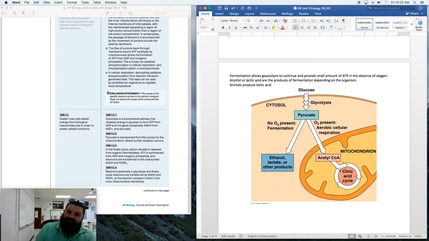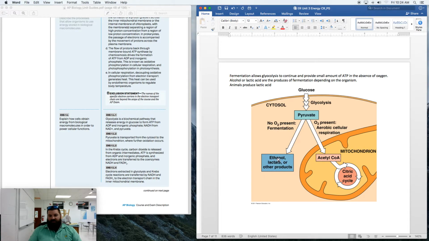Fermentation allows glycolysis to continue. Fermentation will take place if oxygen is absent, so if it is anaerobic. Glycolysis will always occur whether or not oxygen is there. And what happens to pyruvate will be determined on if oxygen is present. Now the pathway here, the aerobic pathway with oxygen, is preferred because it is going to produce so much more ATP. If oxygen is absent, no more ATP will be produced after glycolysis, and it only produces 2 ATP.